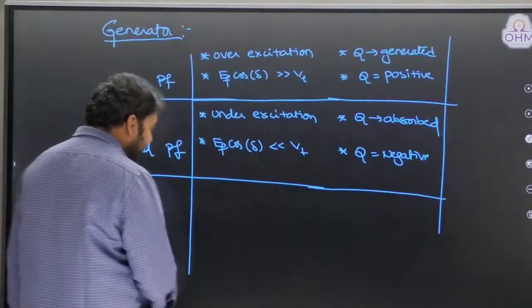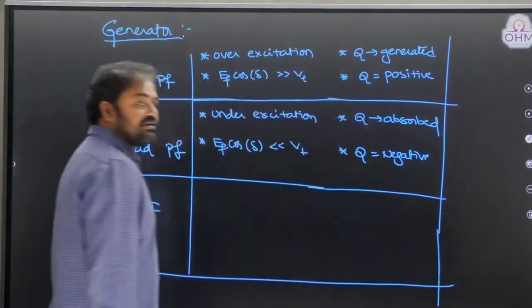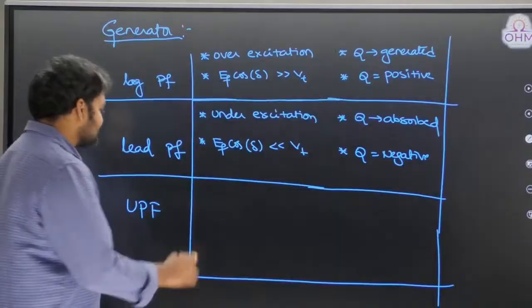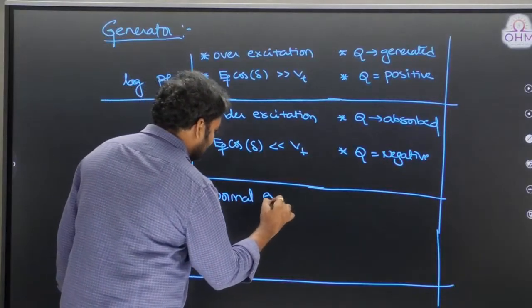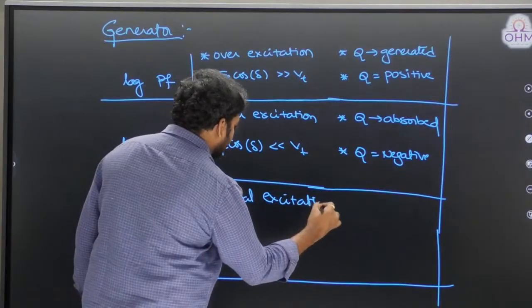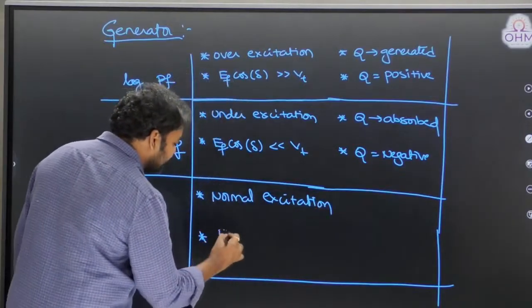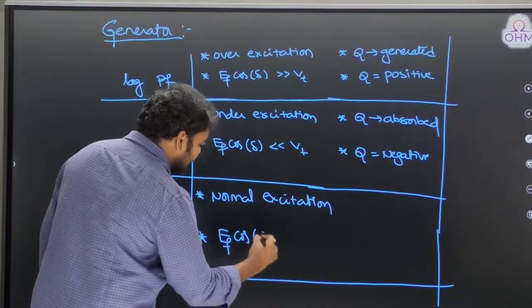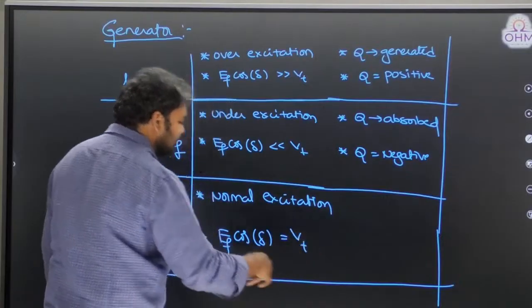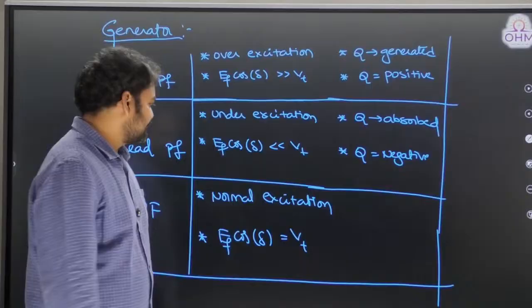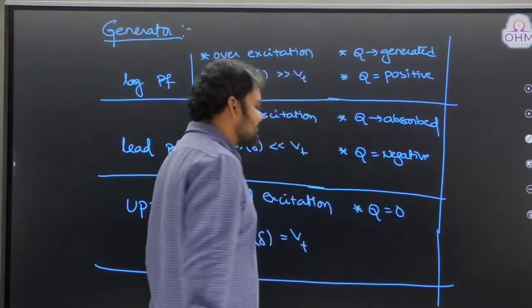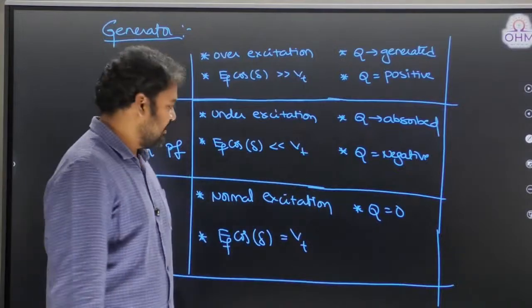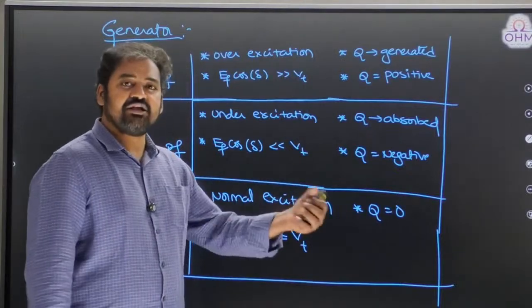Next, what about unity power factor? Unity power factor is what we call normal excitation. Normal excitation means EF cos delta will be exactly equal to VT. It is neither more nor less, it is exactly equal. And in this case, reactive power will be 0, neither generating nor absorbing.